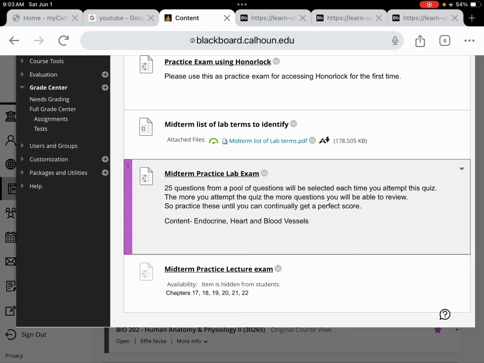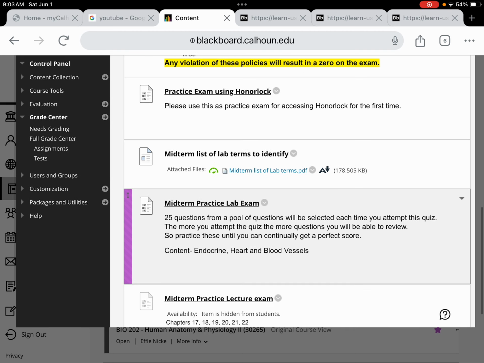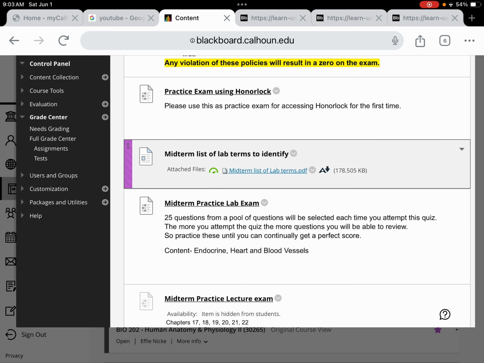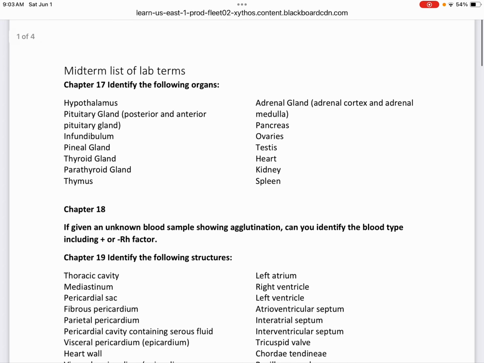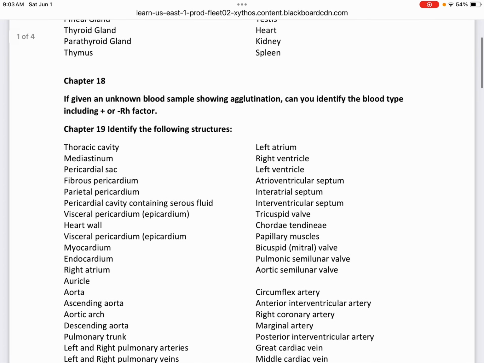And then I have the midterm practice lab exam. So I also have directly above it, basically this is everything you need to know for the lab. So it's going to pull up. So basically this is a study guide. Make sure you can do everything that's on here. These are all of the lab terms that you have to be able to find.